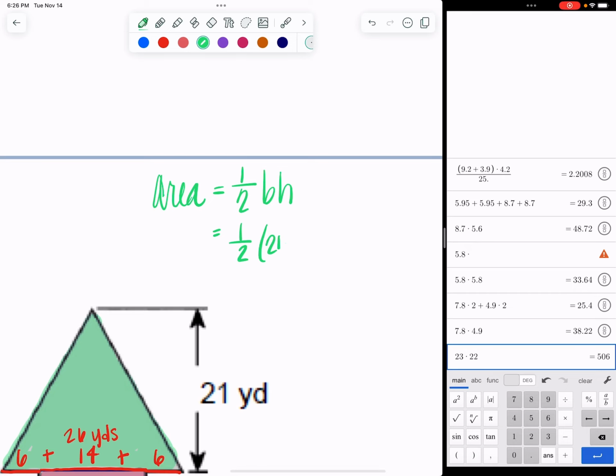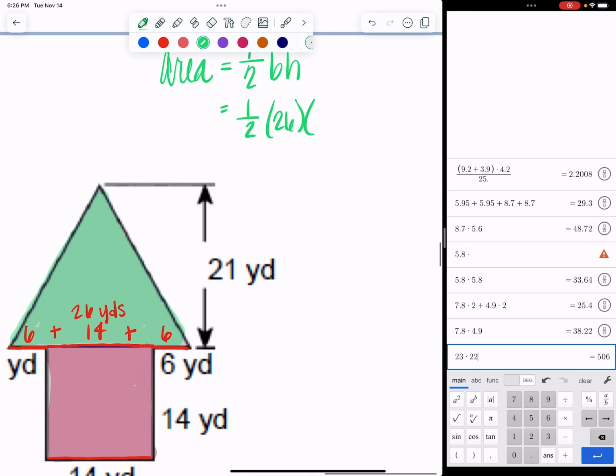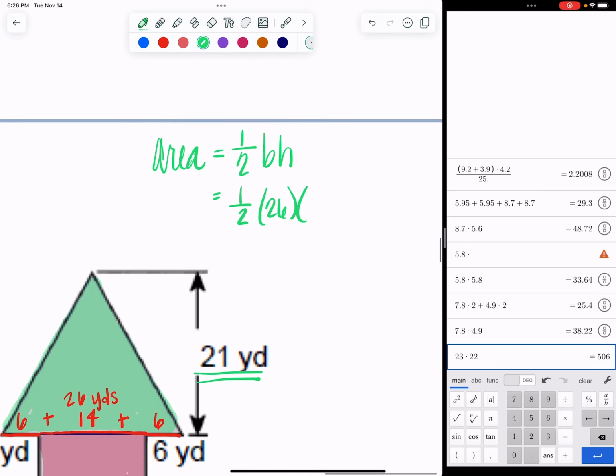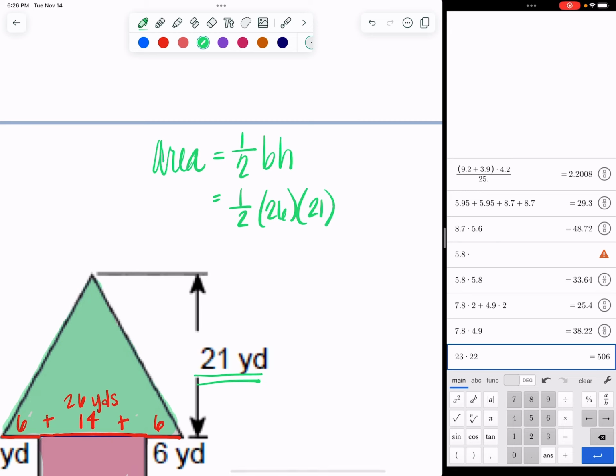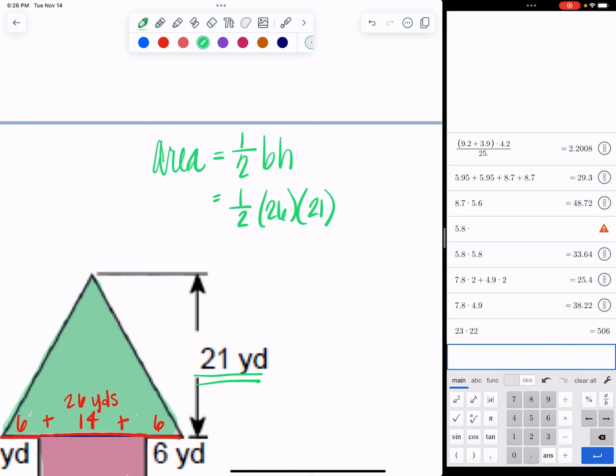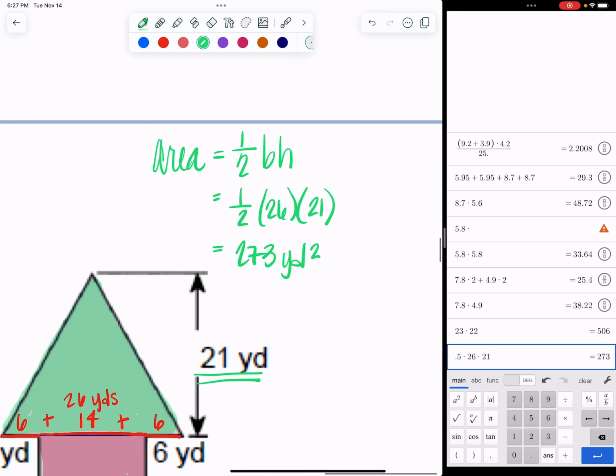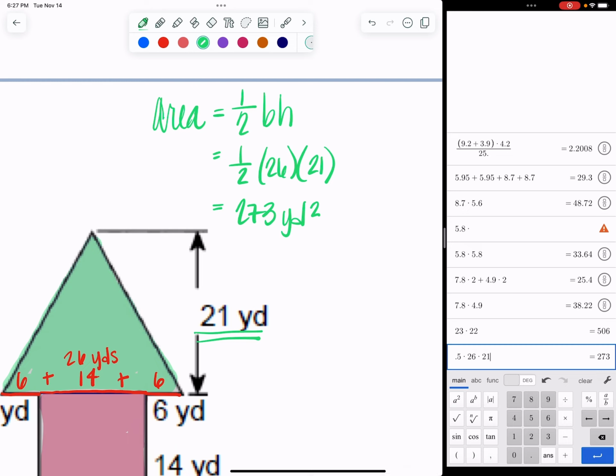So my base was 26. They tell me the height. The height is 21. Now, whether you plug this in as a 1/2 or a 0.5 makes no difference to me. I'm going to use 0.5 because it's fewer keystrokes. Don't ask me what I'm going to do with the extra 1/2 second that I saved by doing that. So the area of that green triangle is 273 yards squared.